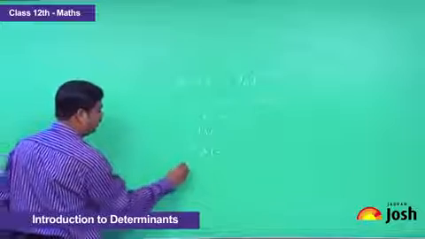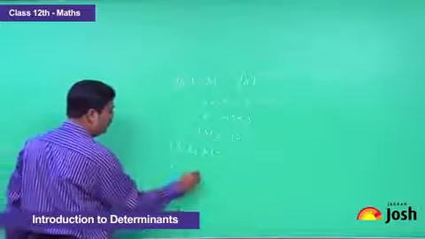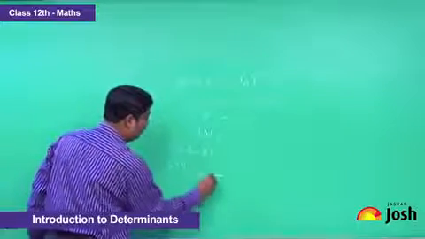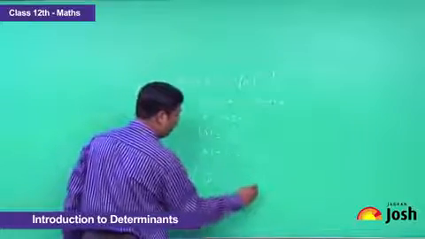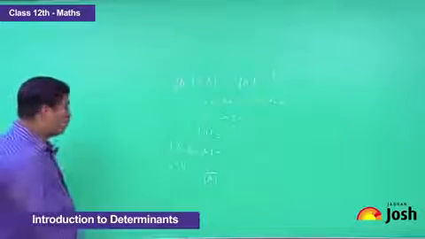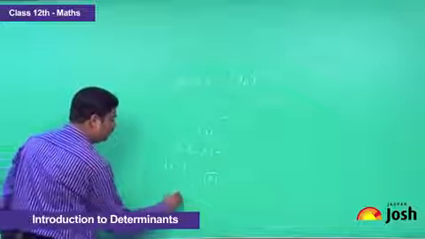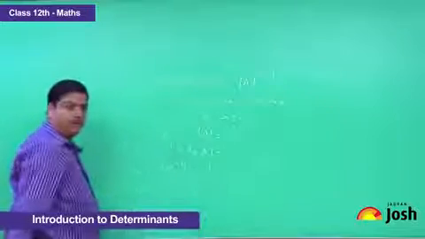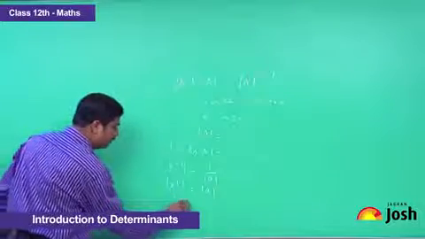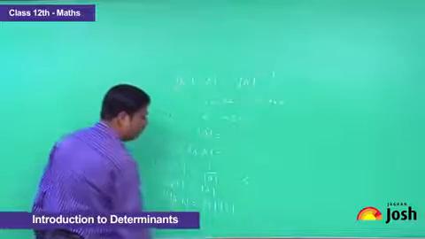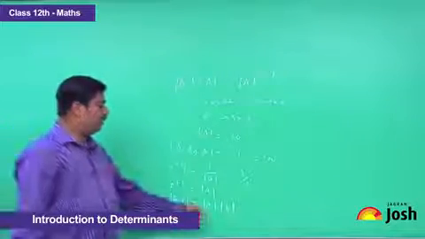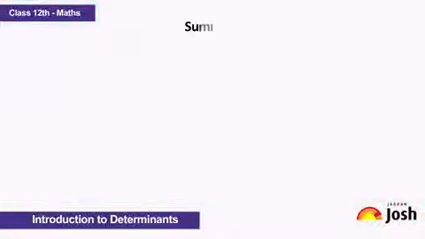Similarly, the determinant value of the inverse of matrix A is given by 1 upon the determinant value of A, and in this particular case, it will be 1 upon 10. Also, the determinant value of A transpose is the same as the determinant value of A, and the determinant value of the product of two matrices is the determinant value of matrix A multiplied with the determinant of matrix B.